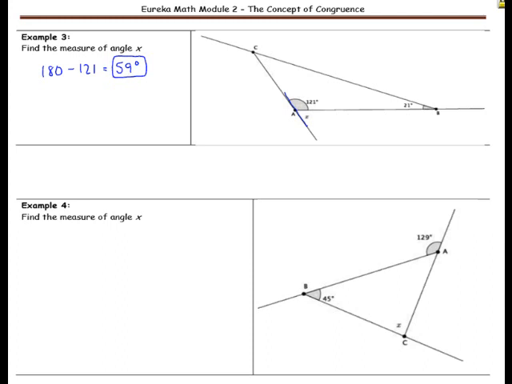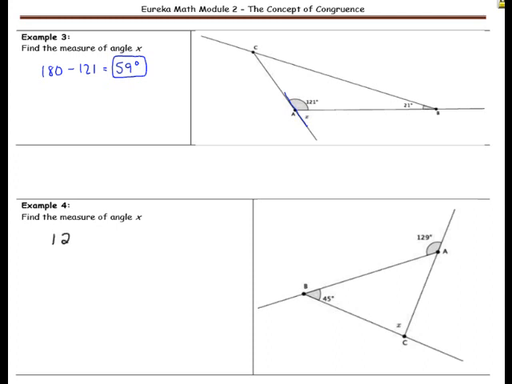Example 4, find the measure of angle x. Study the diagram, figure out what strategy to use, find the answer, and then resume the video to check your work. Notice on this problem that we're given just one of the remote interior angle measures and the exterior angle measure. For that reason, we'll need to subtract 45 degrees from the exterior angle to find the measure of the other related interior angle.